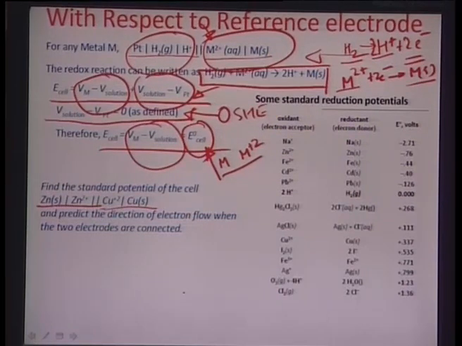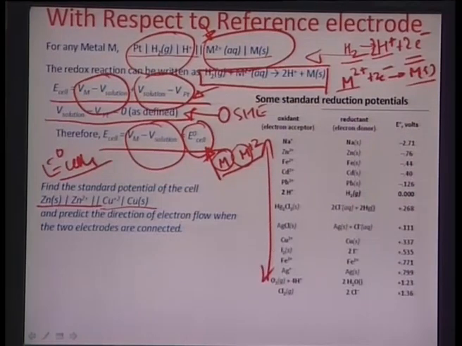We can actually get a number of these E0 cells for different combinations of metals and their salt solutions, and these have been illustrated in this table. For example, if there is a conversion of the sodium ion into solid sodium, there is an E0 with respect to the standard hydrogen electrode of minus 2.71. The minus here indicates that the sodium gets oxidized, like zinc, as we have illustrated before, when you connect it to a hydrogen electrode.